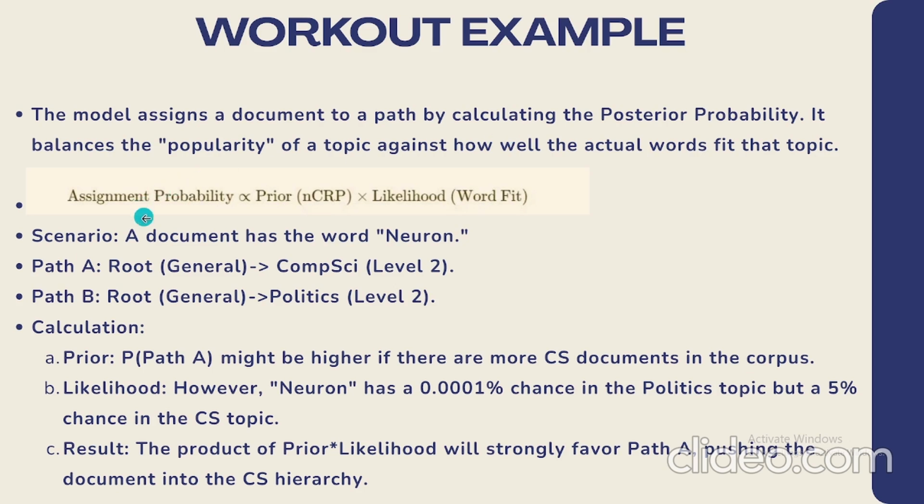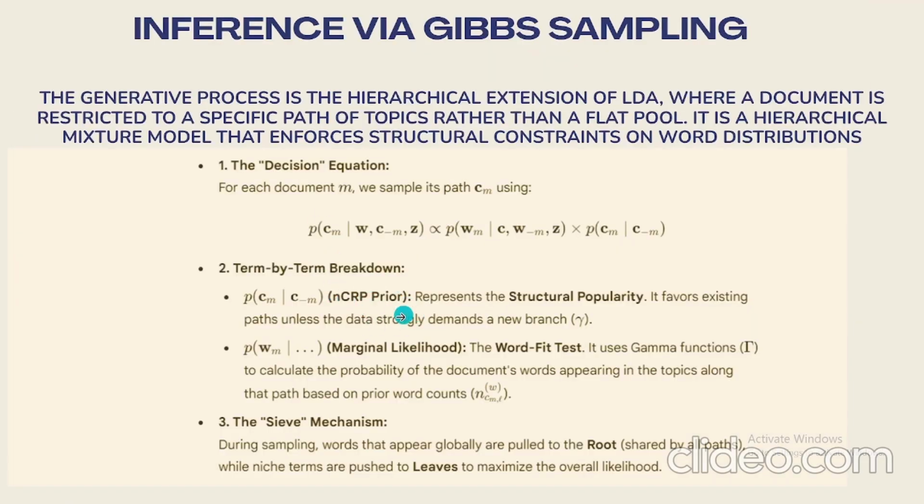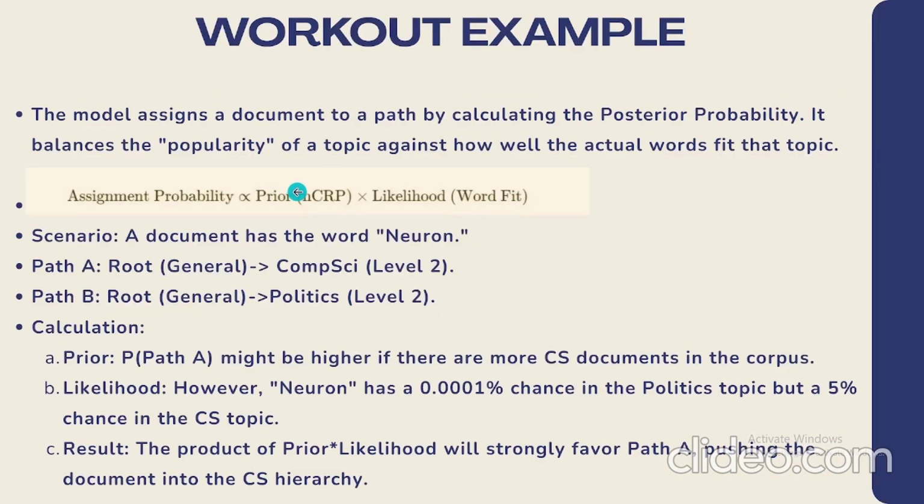First of all, we'll again look at the formula that we saw earlier. We have the prior, which is based on nCRP and gives us the structural property. The second is the marginal likelihood, which is the word fit test. When the prior and the likelihood are multiplied, we get the assignment probability. So now let's see a worked example.